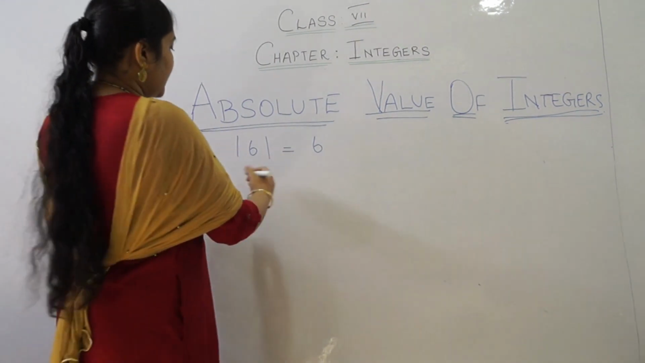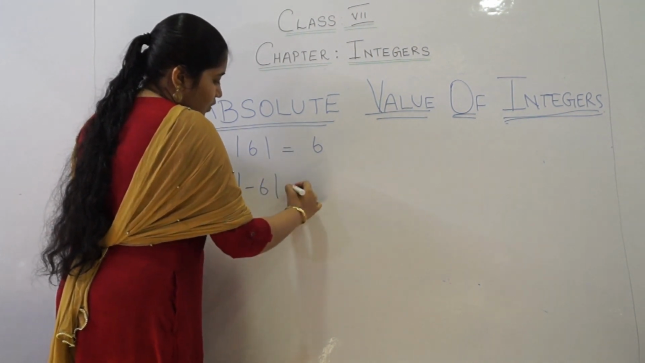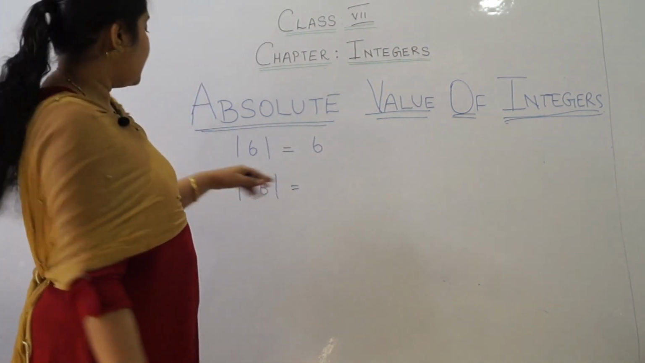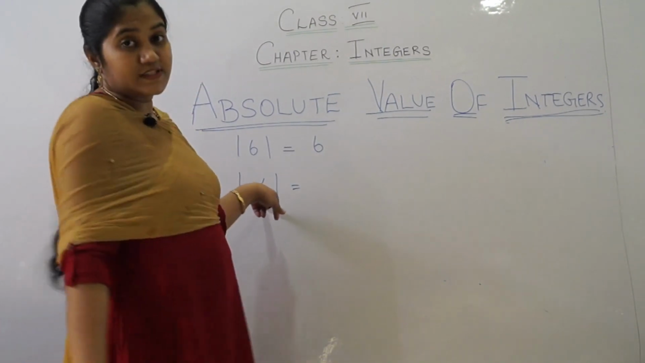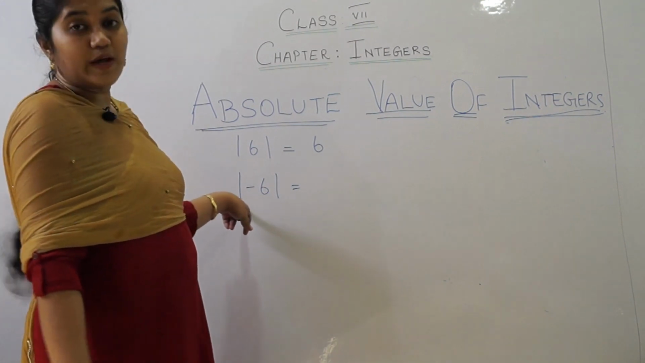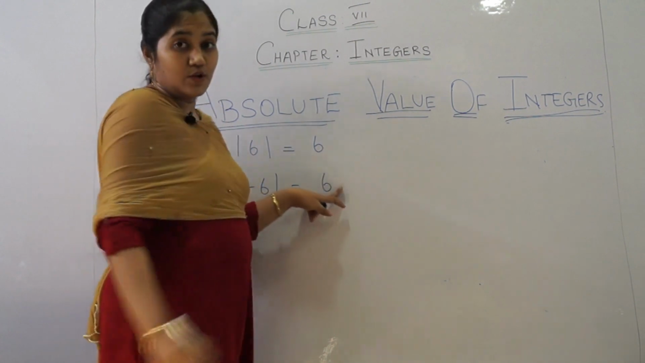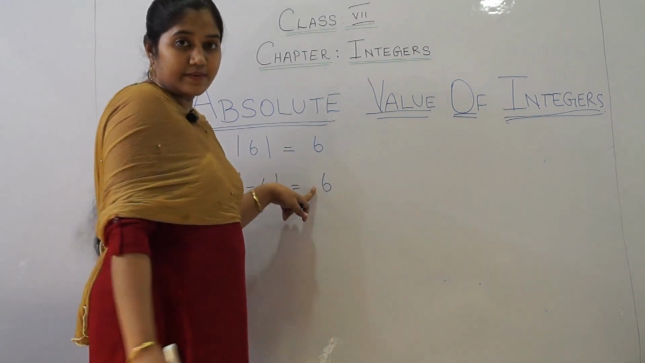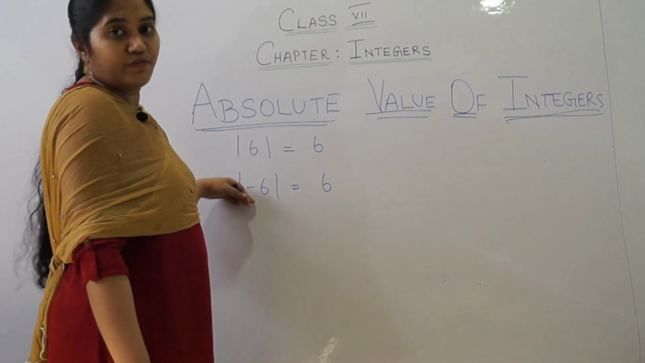Okay, so now if it was minus 6, what would we do when we find the absolute value of minus 6? Again, regardless of the sign, leaving out this minus, the absolute value of minus 6 would be just 6, the number alone, ignoring the sign. So this is known as the absolute value of any integer.